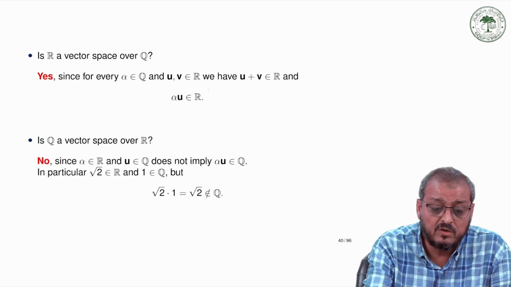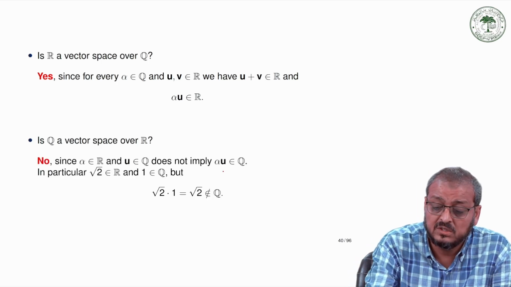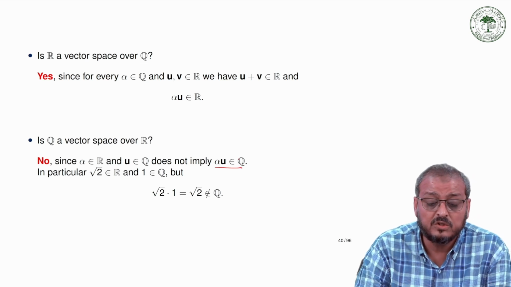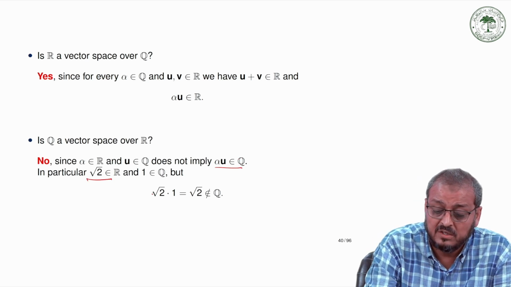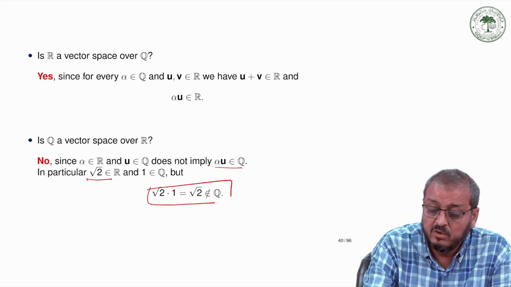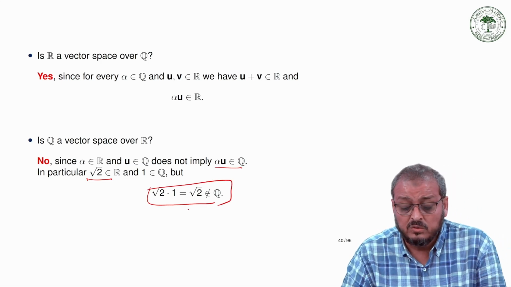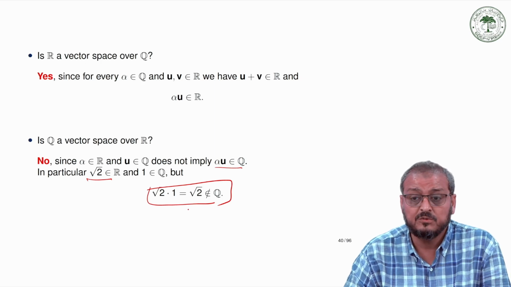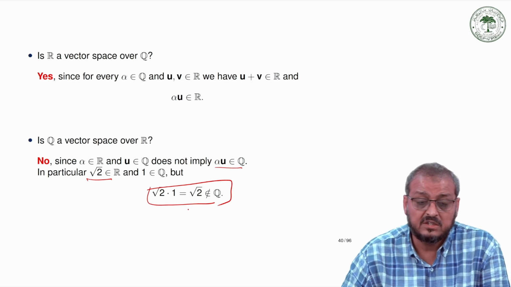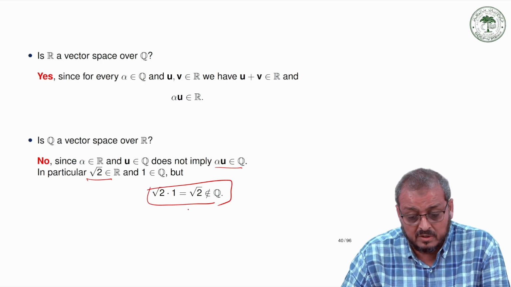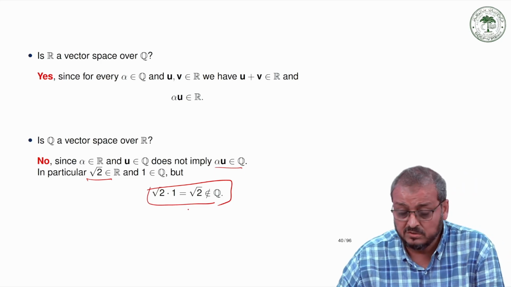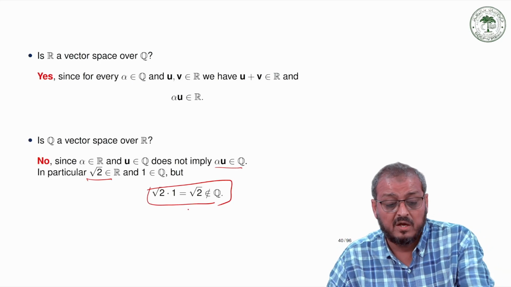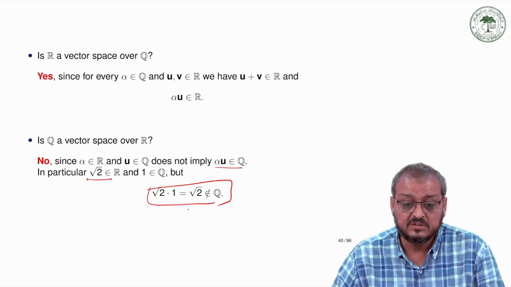Is Q a vector space over R? No. Why not? Alpha is in R and u is in Q, but alpha u does not imply it belongs to Q. So root 2 is an element of R, then root 2 into 1 clearly does not belong to Q. So this set is not closed under scalar multiplication, and again it is not a vector space.